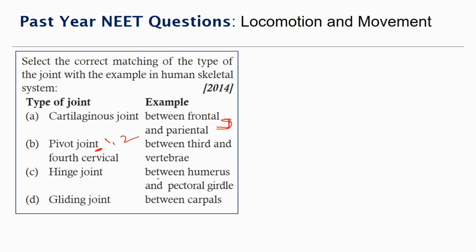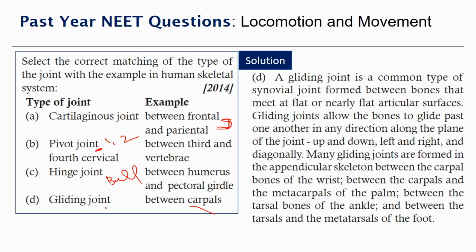Hinge joint between the humerus and the pectoral? No, it is basically ball and socket. Hinge joint is present in the elbow. So gliding between the carpals, that is in the finger bones. So yes, option D is correct. The gliding joint is in the carpals. So let's look at the solution.